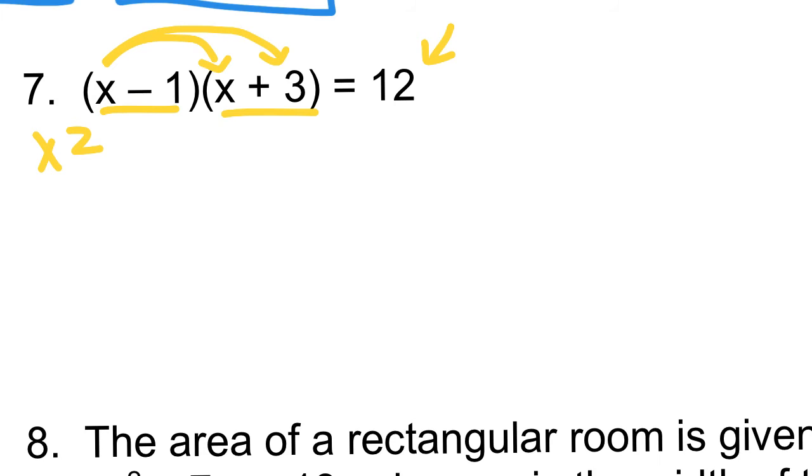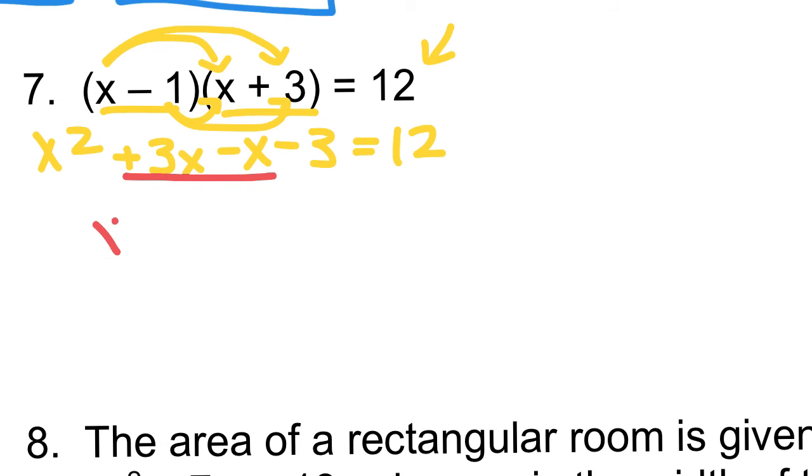x times x is x squared, plus 3 times x. And then negative 1 times x would be negative x. Negative 1 times 3 is negative 3. And that's all equal to 12. We'll combine our like terms here. So x squared plus 2x minus 3 is equal to 12.